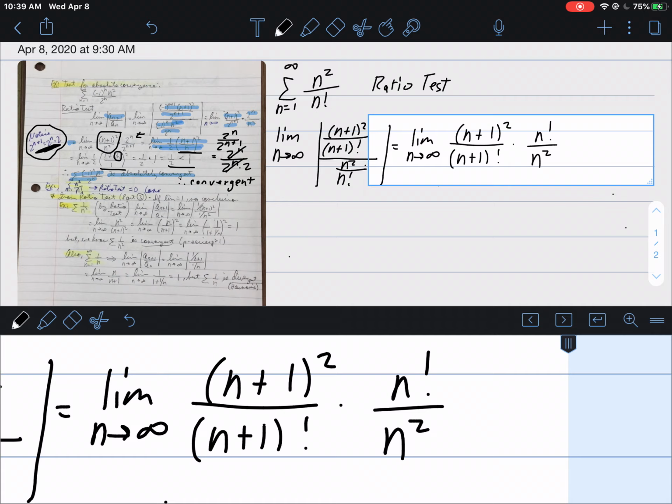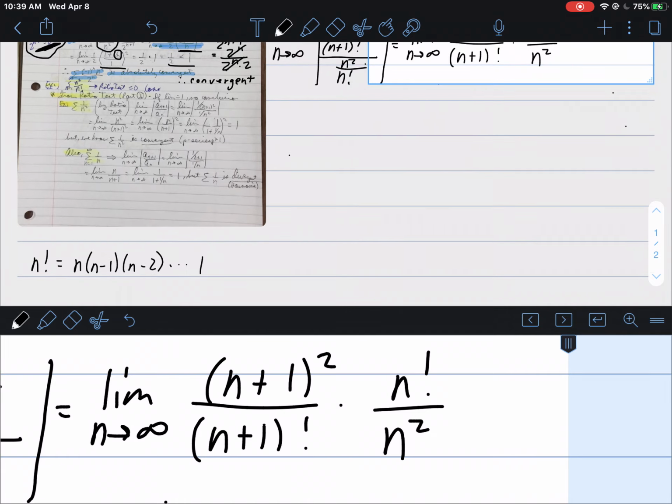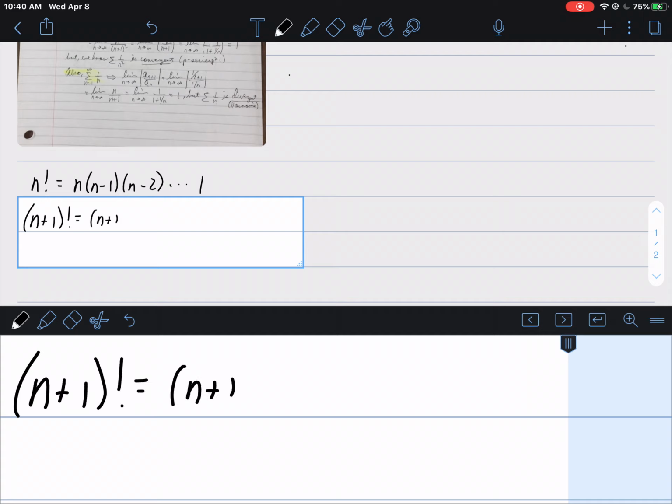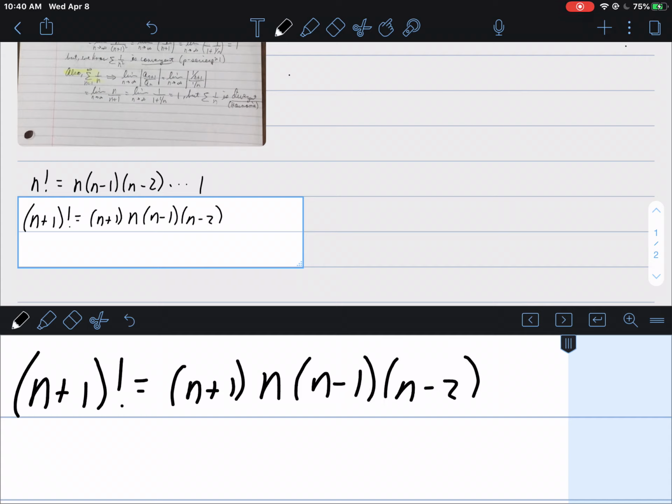Okay. Now, let me ask you this first before I go to my next step. Let's go back down here to our factorial. If n factorial is n times n minus 1 times n minus 2, all the way down to 1, what's n plus 1 factorial? Well, that's going to start with n plus 1. And then if we decrease by 1, what do we have? We have n. Decrease by 1, etc., etc. So it's n plus 1 times n times n minus 1 times n minus 2, until you get to 1.